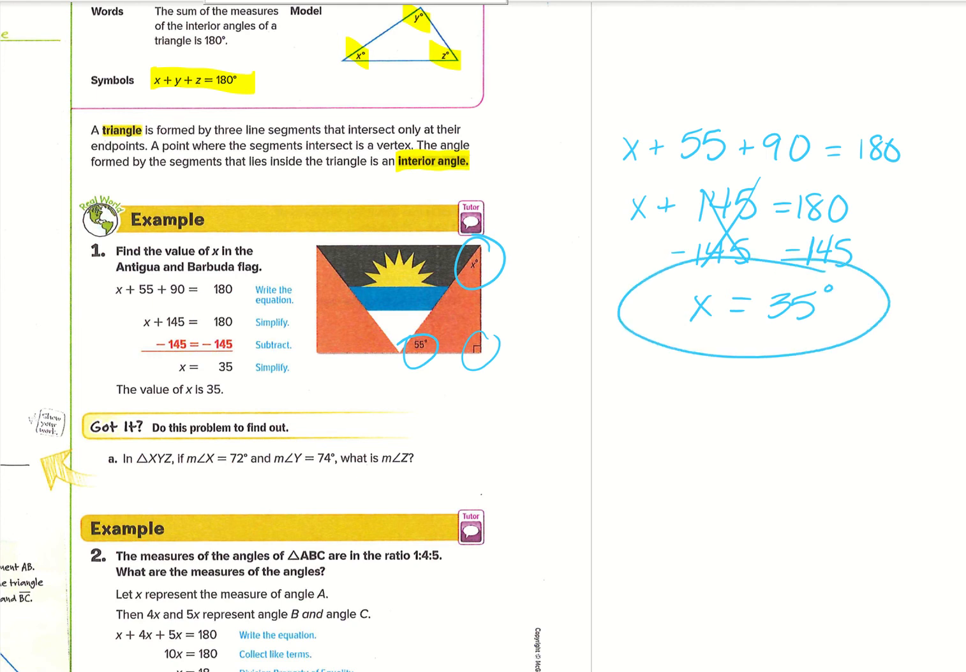I'm going to start by combining like terms. 55 plus 90 is 145. And then I am going to subtract 145 from both sides. And then we are left with x equals, it should be 35. So that angle would be 35 degrees.